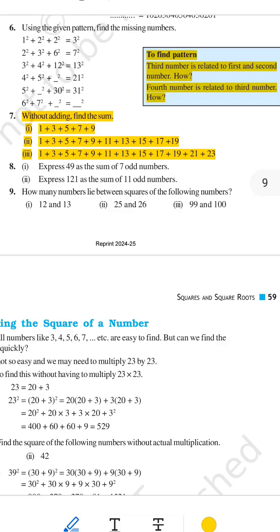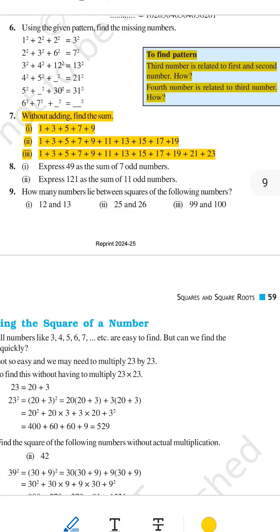Your questions are like: 1. What is 1 plus 3 plus 5 plus 7 plus 9? 2. 1 plus 3 plus 5 plus 7 plus 9 plus 11 plus 13 plus 15 plus 17 plus 19. 3. What is 1 plus 3 plus 5 plus 7 plus 9 plus 11 plus 13 plus 15 plus 17 plus 19 plus 21 plus 23? We will not add them one by one. We'll use a beautiful math trick. Let's learn it. Magic pattern: sum of the first n odd numbers.